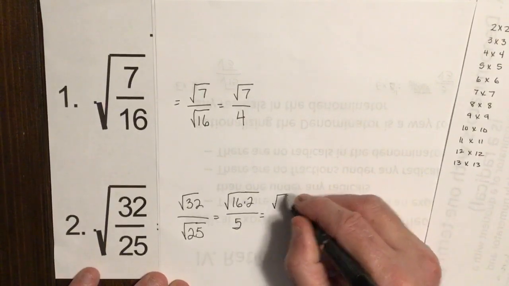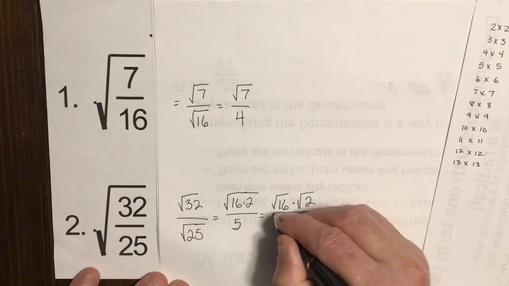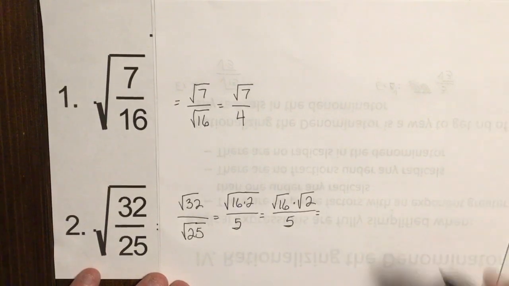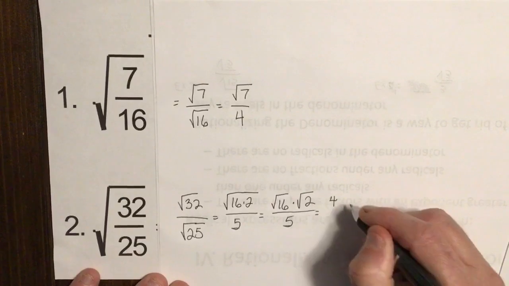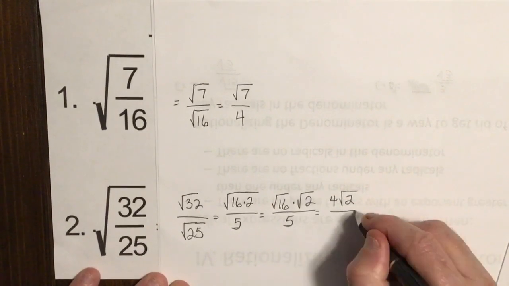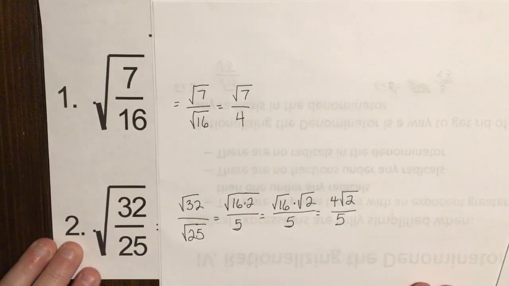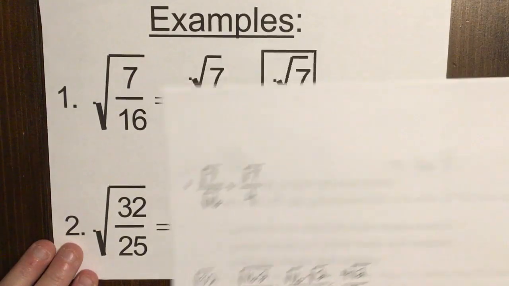That's the same thing as saying square root of 16 times square root of 2 divided by 5. I end up with square root of 16 is 4. Square root of 2 is not a perfect square, so it stays inside the radical, divided by 5. And that's what your final answer is: 4 square root of 2 over 5.